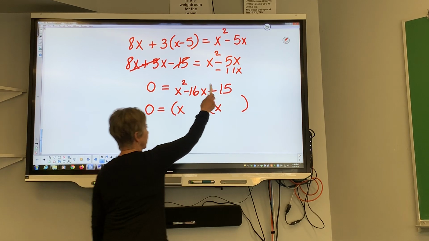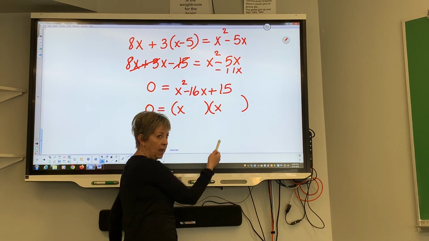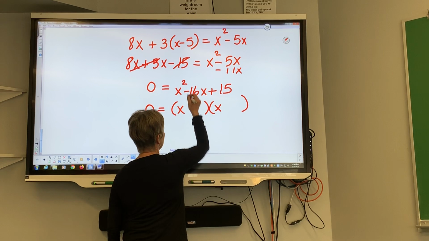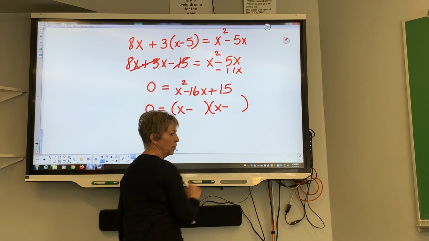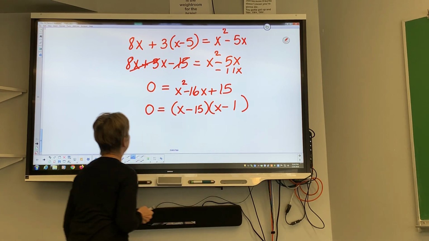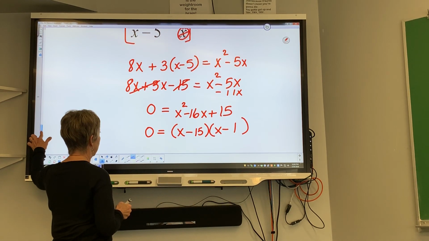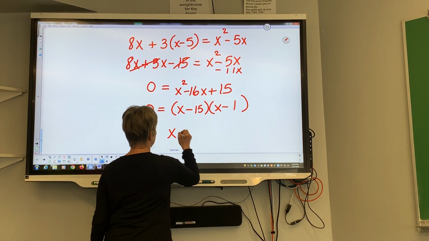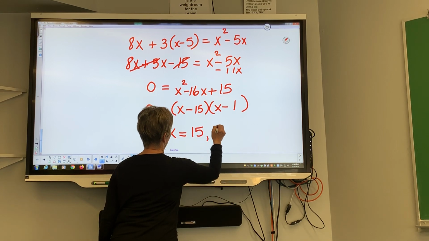So this is positive, which means I have to have the same signs. Since that's negative, they're both going to be negative, and I'm going to have 15 and 1. And that tells me x is either 15 or 1.